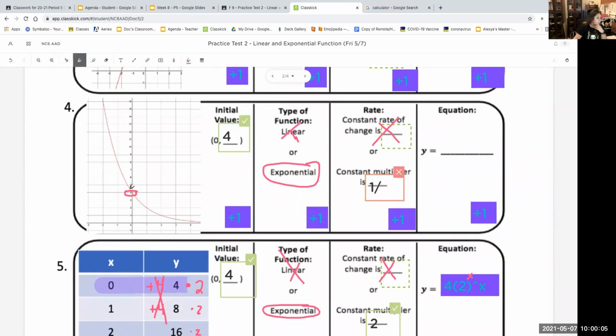So I have 4. Here's a corner. This is 8. Here's a corner right here. And this is 16. So 16, 8, 4. So 4 times what gives me 8? It's multiplying by 2. 8 times 2 gives me a 16. So then my constant multiplier would be 2.